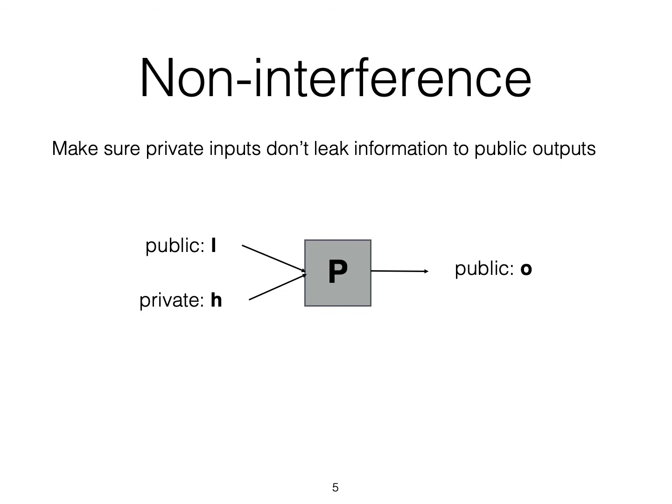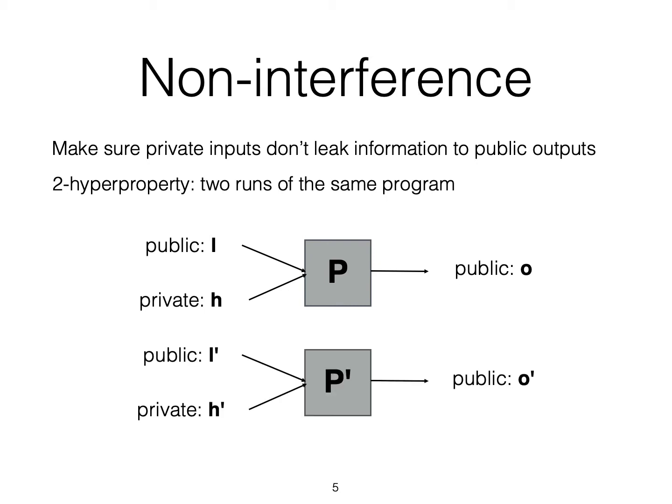The secure information flow problem can be formalized as a non-interference property. Non-interference is a two-hyper property, meaning that it's a property about two runs of the same program. Here, I'm going to copy the program P and prime all the variables to get program P prime, which will represent the second run of the program.